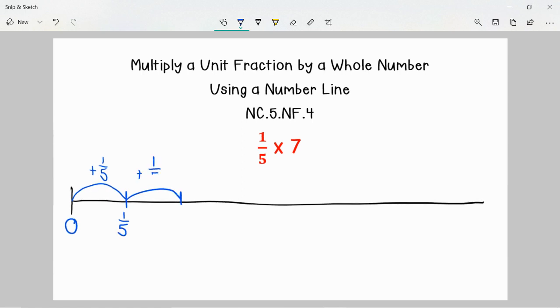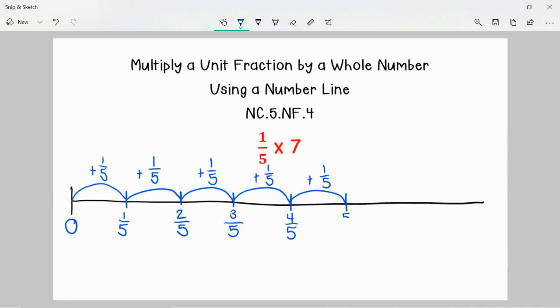Then 1/5 more, and that would be 2/5. And then 1/5 again, that would be 3/5. Another 5th, and that would be 4/5. Another 5th, and that would be 5/5, which we know is also equal to one whole. So I know so far I've jumped 1/5 5 times, but I need to show 1/5 7 times. So I need to keep going.